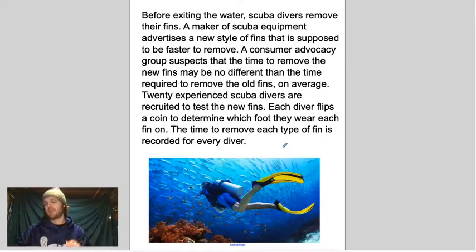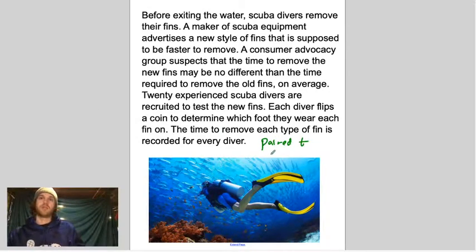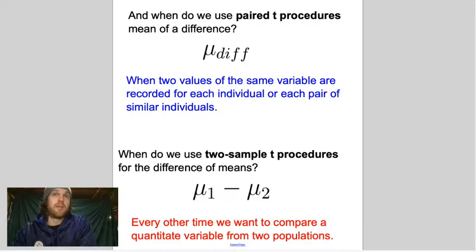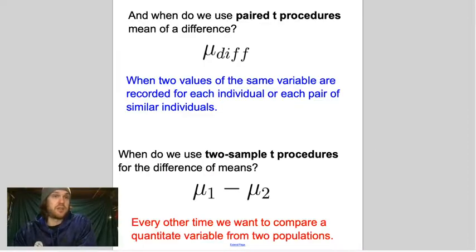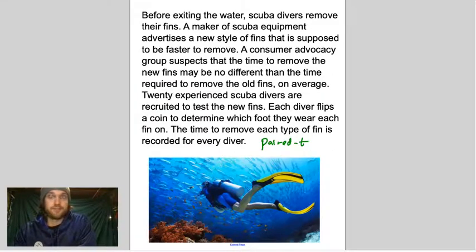Okay, so I would say in this case we should use paired T procedures instead of two sample. Instead of taking all the times for the new fin and all the times for the old fin, paired T procedures makes more sense, because I think you're going to get more accurate results. You're going to get the results that you need. Okay.